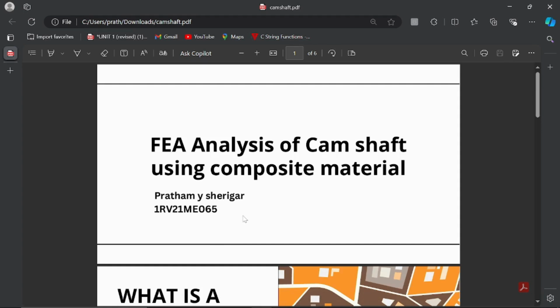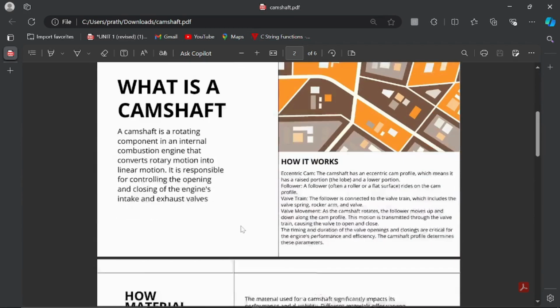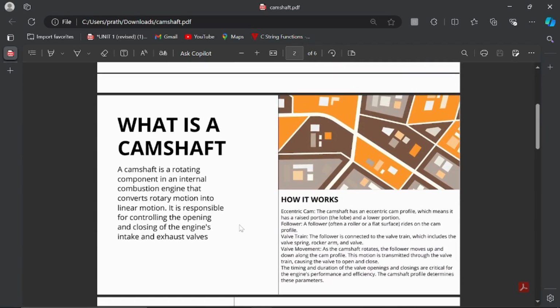Hello everyone. So the topic for my experiential learning is FE analysis of camshaft using composite material. So let us begin with the introduction. What is a camshaft? A camshaft is a rotating component in an internal combustion engine that converts rotary motion into linear motion. It is responsible for controlling the opening and closing of the engine's intake and exhaust valves.